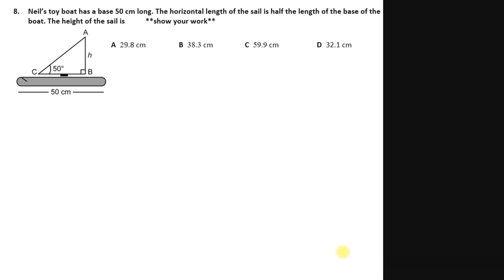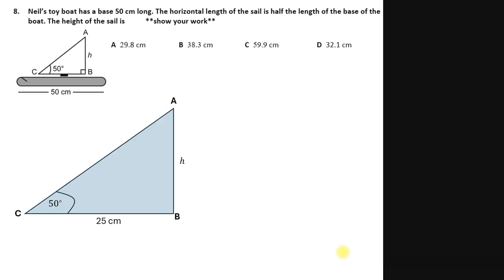So, if the sail is half the length of the boat, we can say that the base of the sail is 25 centimeters. Our reference angle is 50 degrees, and we're looking for the height. As always, we'll label our triangle relative to our reference angle. So we're asked to find the opposite side, and we're given the adjacent side.